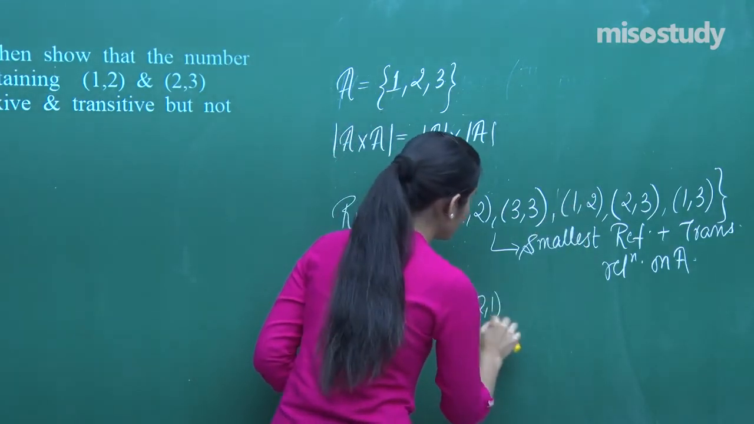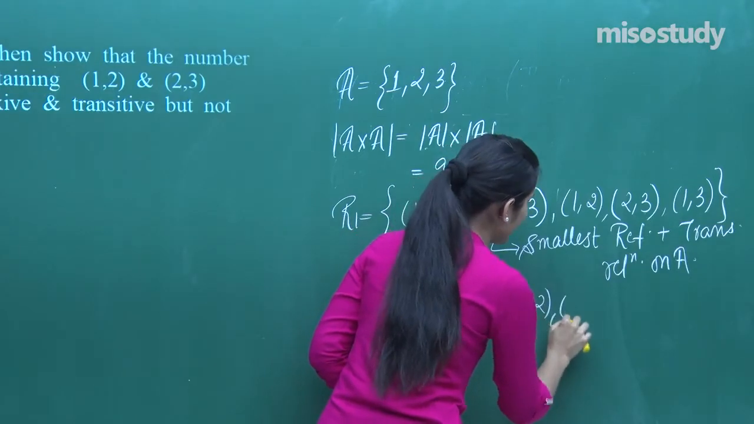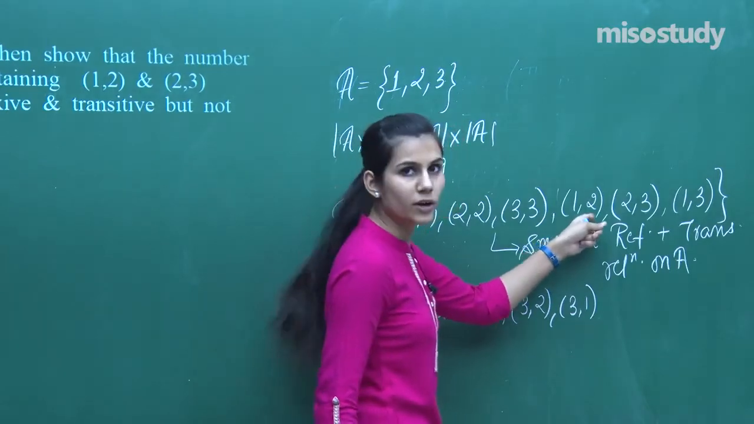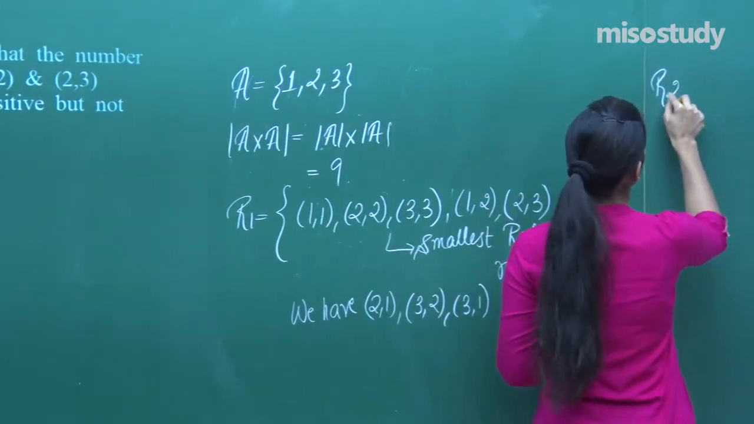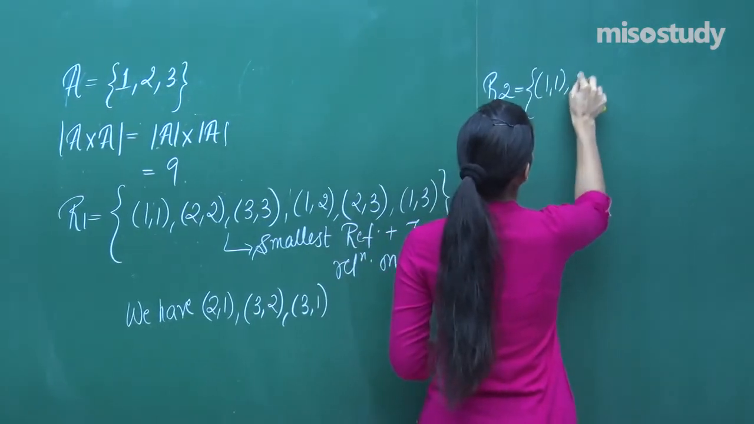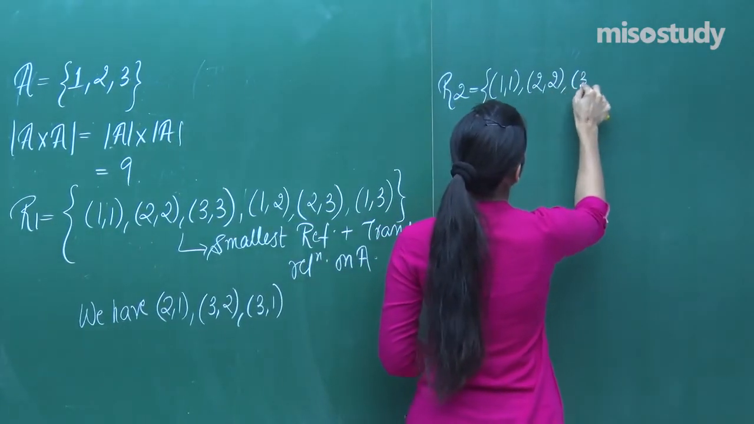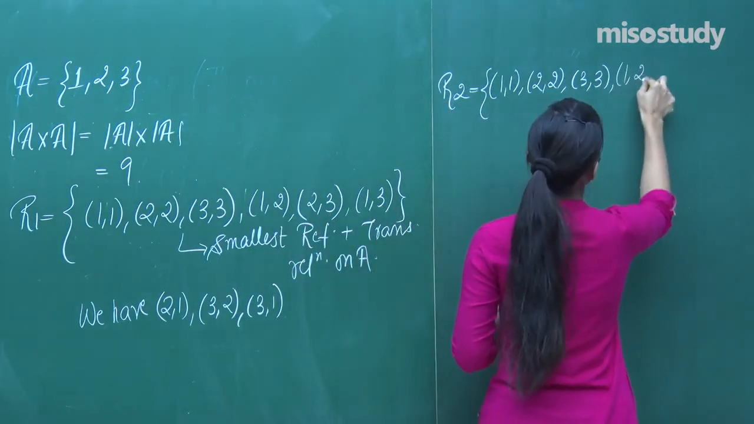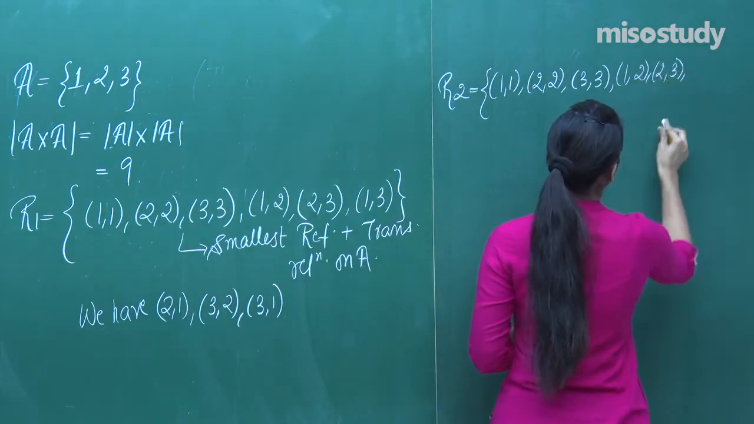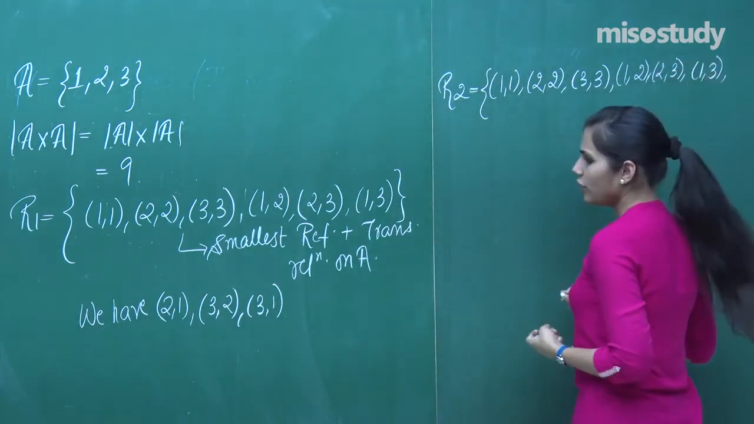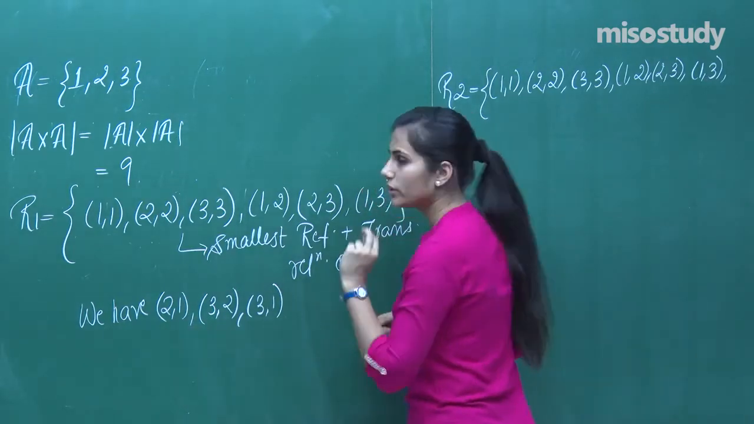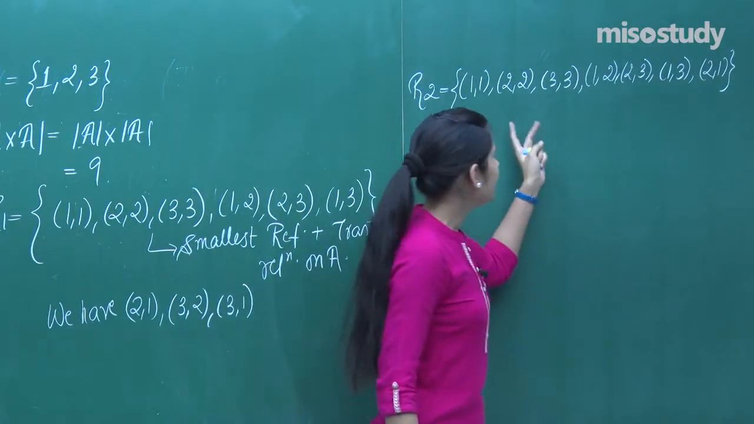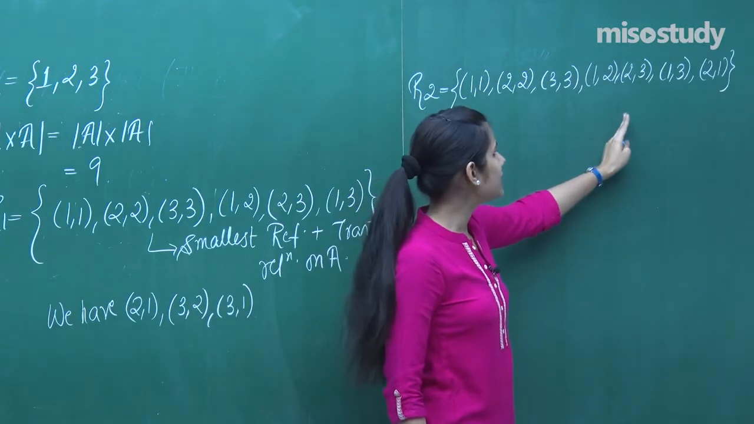(2, 1), (3, 2) and (3, 1). Now see, if I incorporate (2, 1) over here: (1, 1), (2, 2), (3, 3), (1, 2), (2, 3), (1, 3), and along with this I incorporate just (2, 1), only this, you can see again the relation is definitely reflexive. In fact, it is transitive as well.